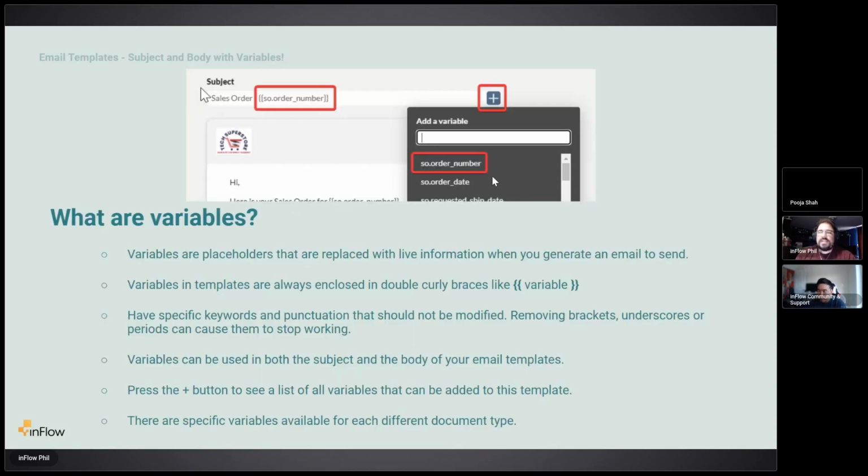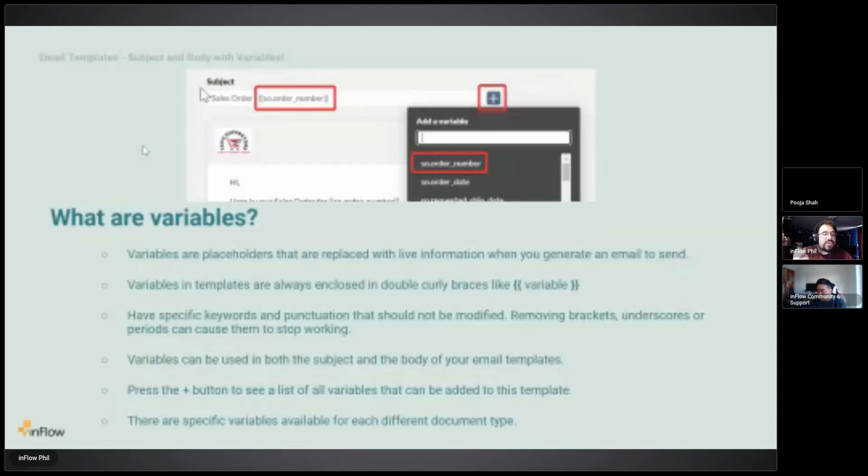So what are variables? These are just very simple placeholders that get replaced with live information when you generate an email to actually send. The variables in all of our templates are enclosed in what we call curly braces here. So you'll see two on the left and two on the right. They always have specific keywords and punctuation that you should not change. So removing things like brackets, underscores, or periods will cause them to stop working. So you'll want to leave them in the formatting that they come in as.